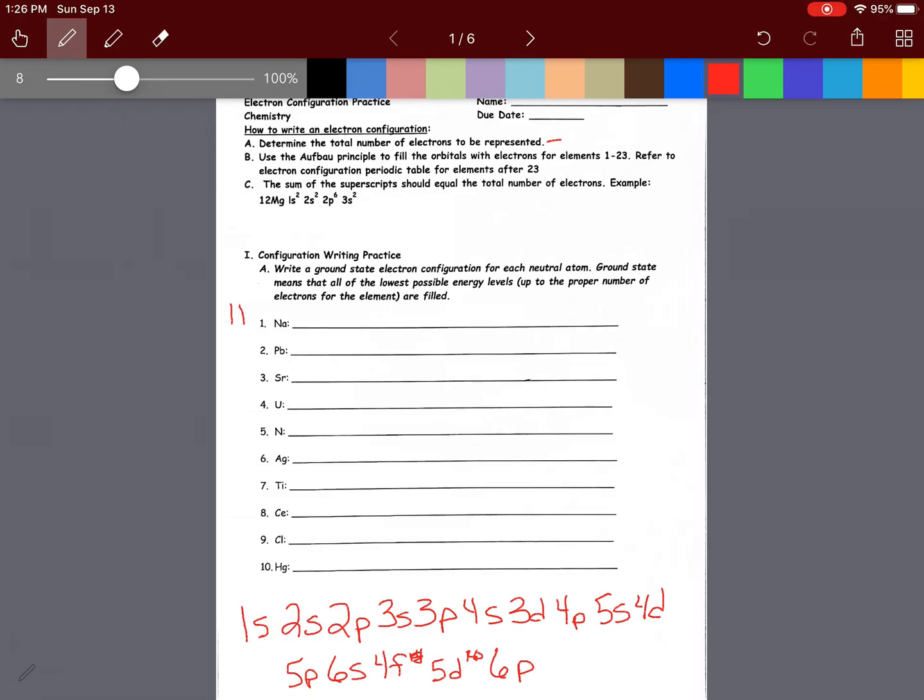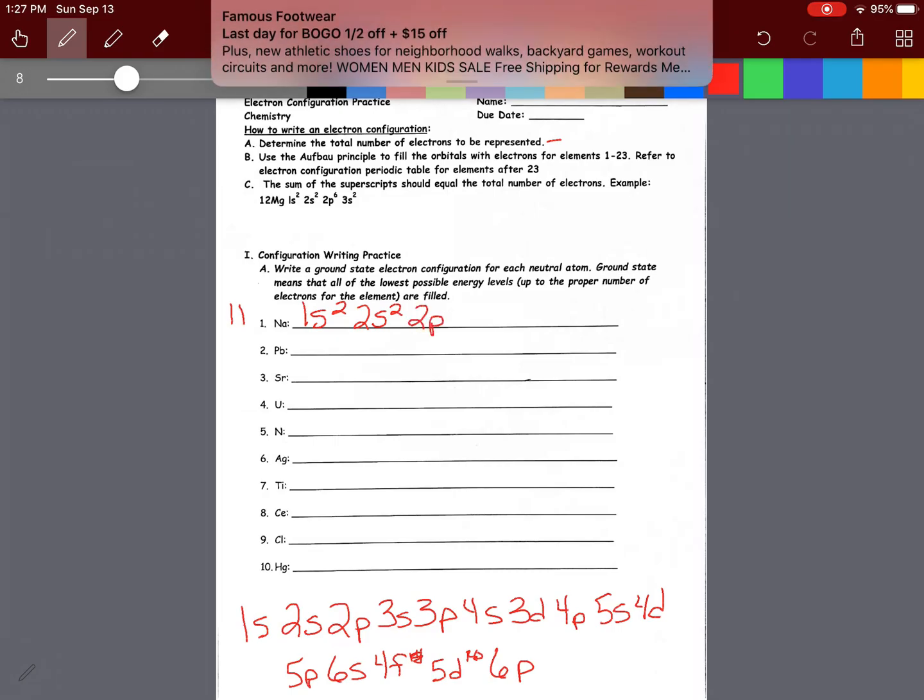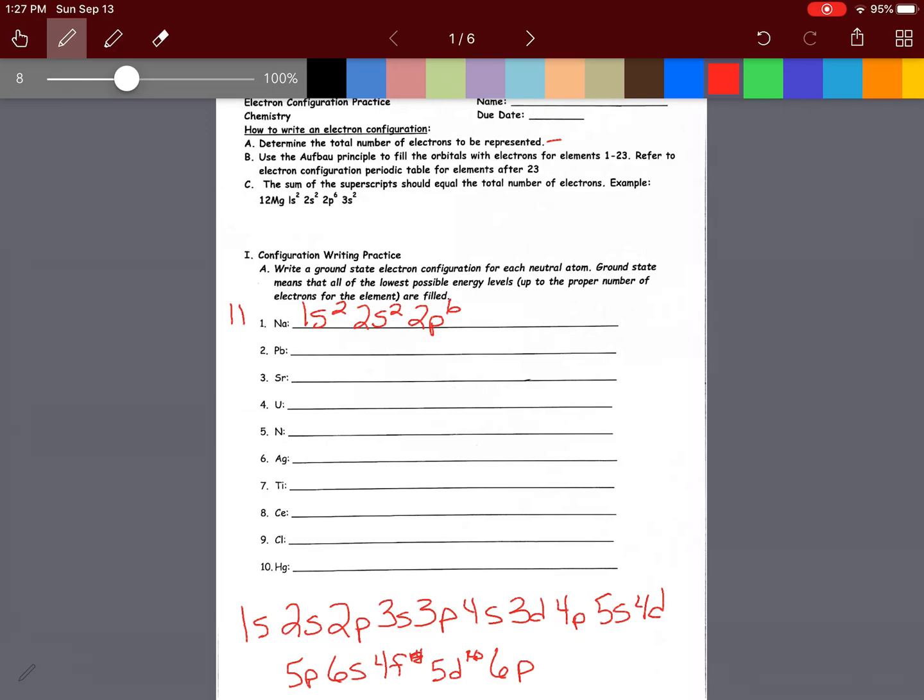Sodium has 11 electrons. So we're just going to follow this order. We're going to fill 1s first, which can hold 2 electrons. Then we fill 2s, which can hold 2 electrons. Then we fill 2p, which can hold 6 electrons. So now we have 6, 7, 8, 9, 10. We have to place one more. So we've done this, this, and this. Now the next electron will go in a 3s. But we only have 1 electron. So even though it can hold 2 electrons, we only need 1 of them.